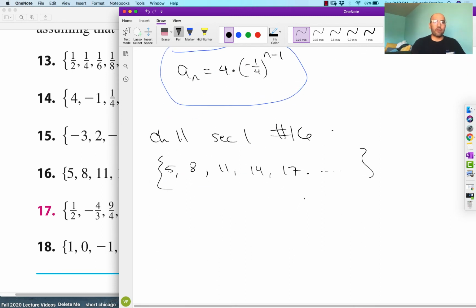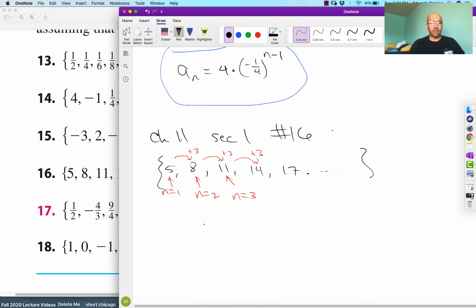So now we want to figure out a formula so that when I plug in n equals 1, the output is 5. And when I plug in n equals 2, the output is 8. And then n equals 3, the output is 11. And I can see that all I'm doing from there to there is adding 3, and then add 3, and then add 3. Good. So it's something like 5.